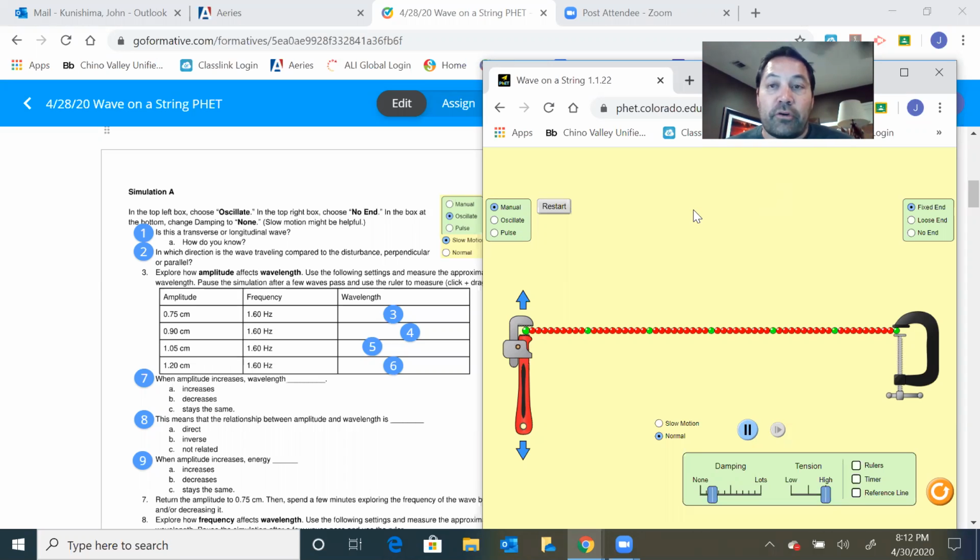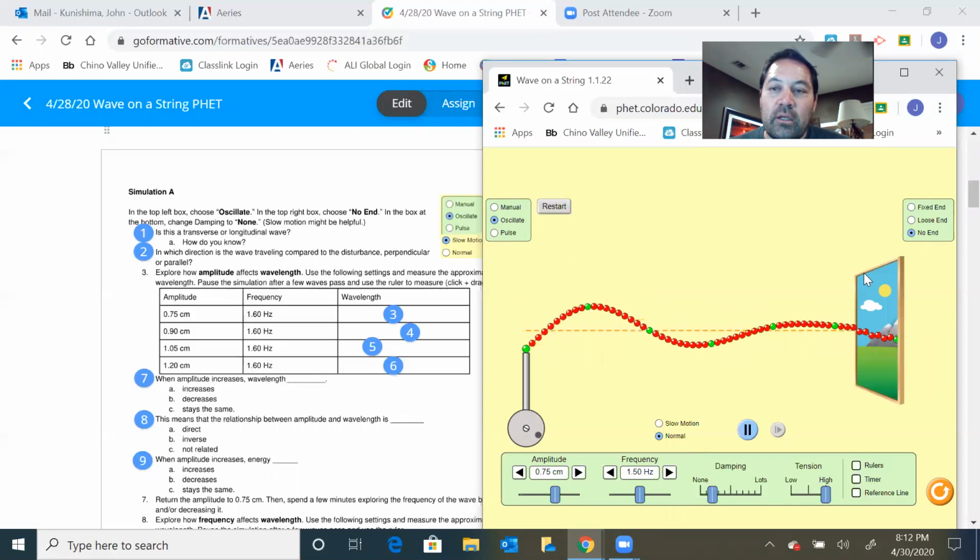First of all, hopefully you've done the first parts of a wave, and you recognize that the wavelength is from the top of one crest to the top of the next crest, or trough to trough. It may have been a little bit confusing, but amplitude should be from the midline and either up or down. The crest is at the top of the wave and the trough is at the bottom of the wave. So for this one, it says in the top left box, choose oscillate.